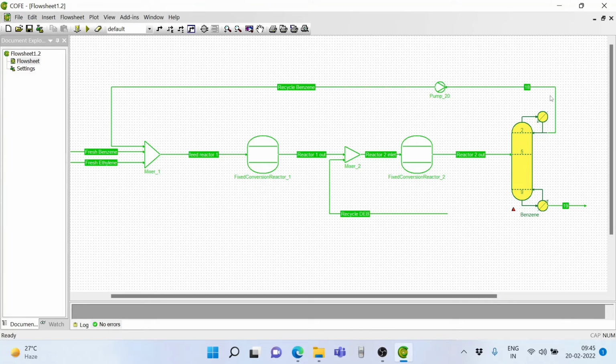Hello friends, and welcome to the last lecture of simulation of ethyl benzene process. In this lecture, we will simulate the final distillation column, which is the product distillation column. And the bottoms of the product distillation column is nothing but the diethyl benzene, which is recycled. So without delay, let's start.